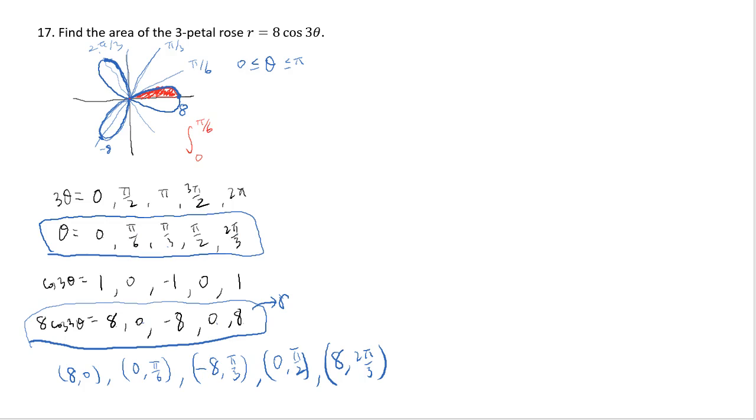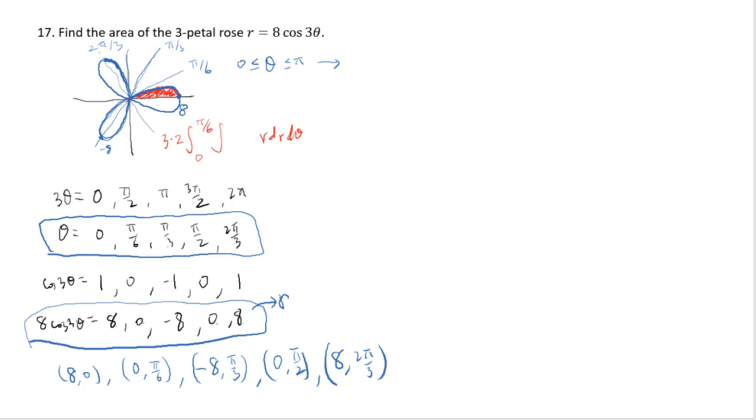over 6, and then r dr d theta, and then you double this to make a full petal, and then multiply by 3 because you know that's a 3-petal rose. And actually, this is not too bad. You can try this. Okay, but for us, we will just continue it this way.